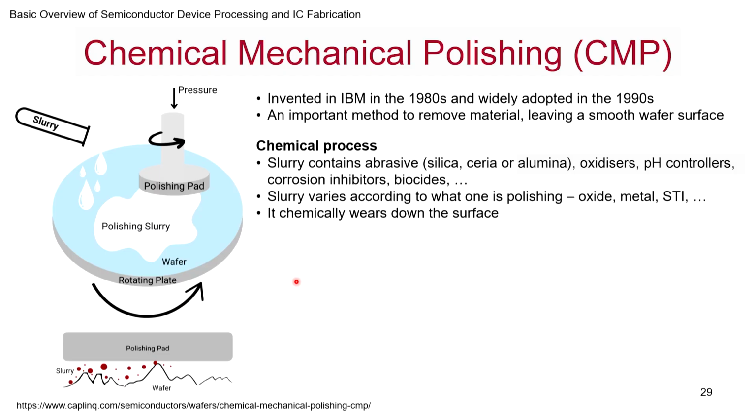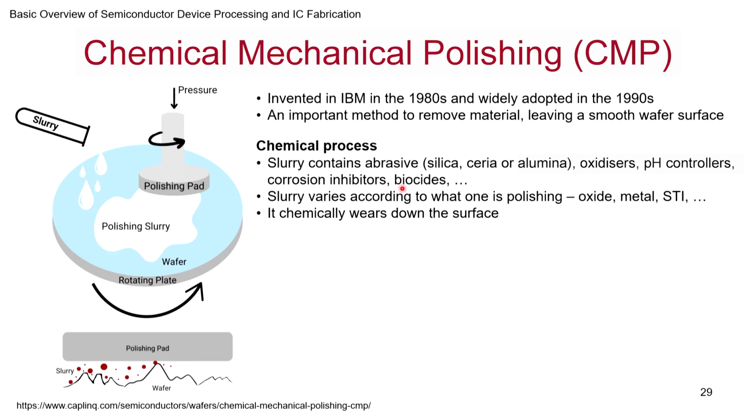So chemical process, we use slurry. The slurry can contain abrasives, silica, ceria, cerium oxide, essentially alumina, aluminum oxide, silica is silicon dioxide, silicon oxide. Then you have also oxidizers, H2O2 and some others, pH conditioners, corrosion inhibitors. You don't want them to, because of the scrubbing, you don't want things to get hurt, right?